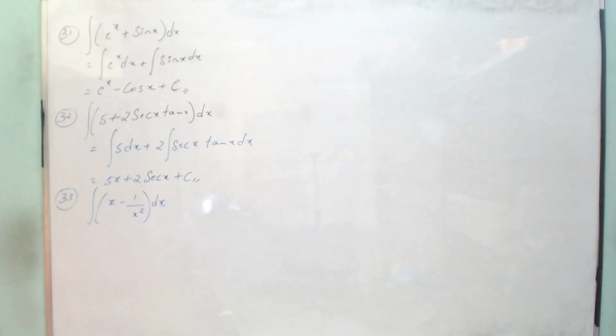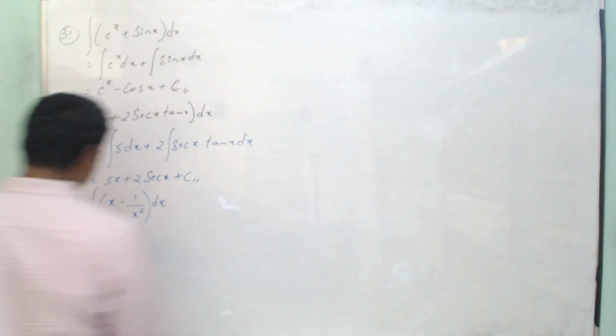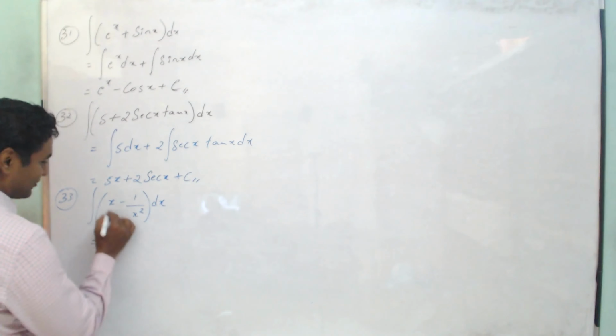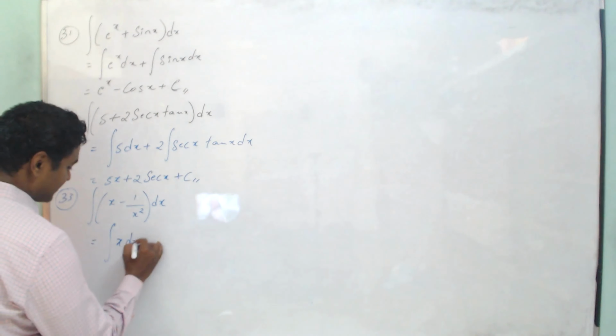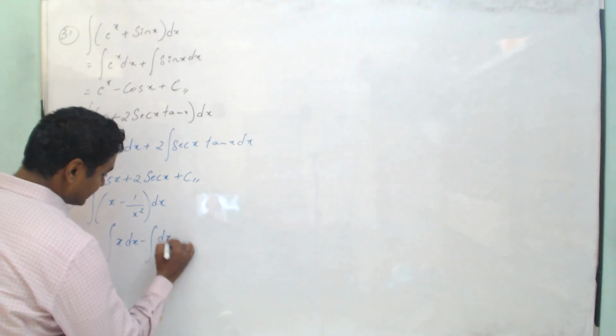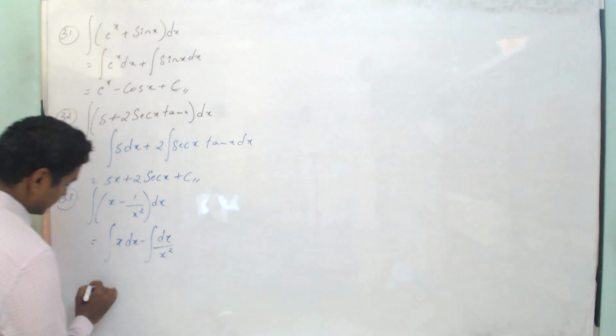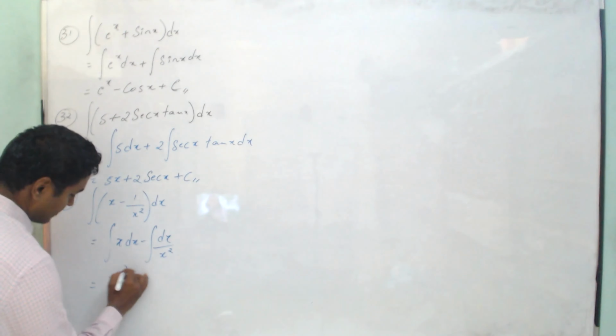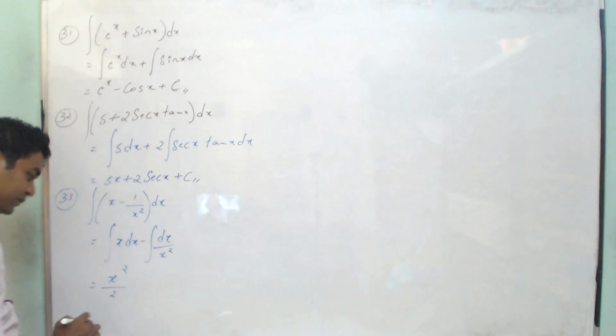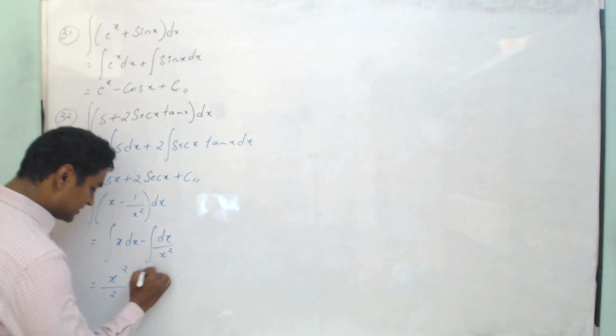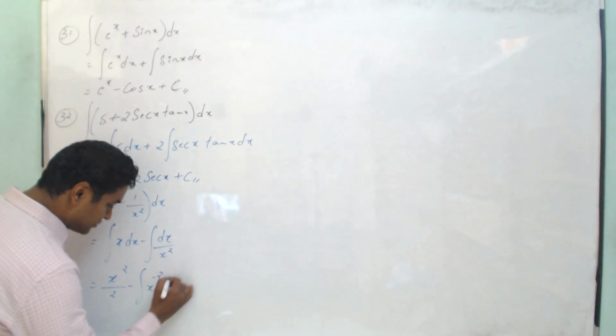How do I integrate this whole? So I'll solve this. Thank you for giving me the opportunity. So integral of first is x dx minus integral of dx by x square. So integral of x square by 2 minus this is integral of x to the power minus 2 dx.